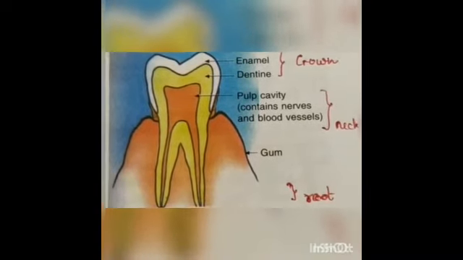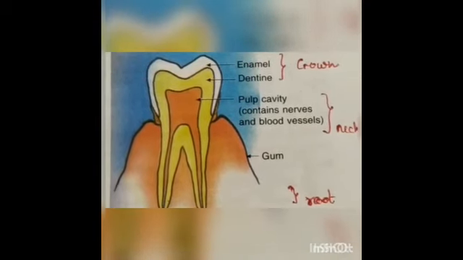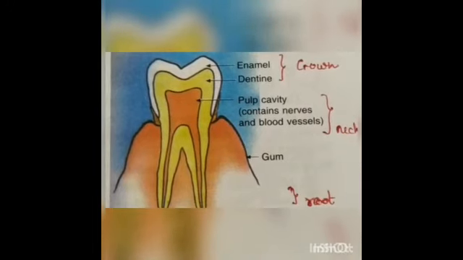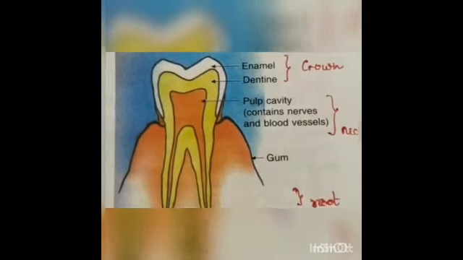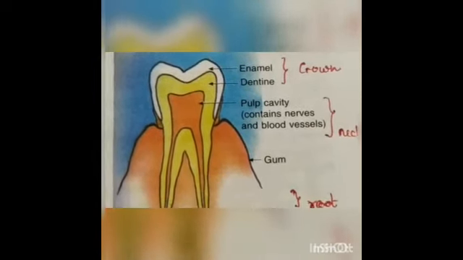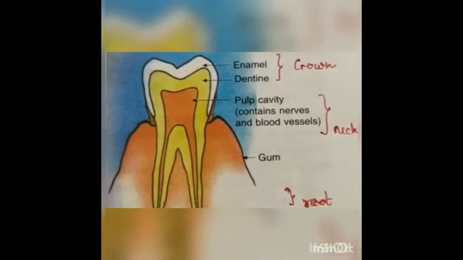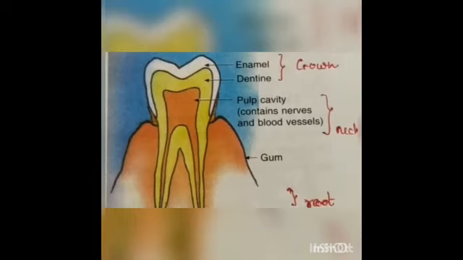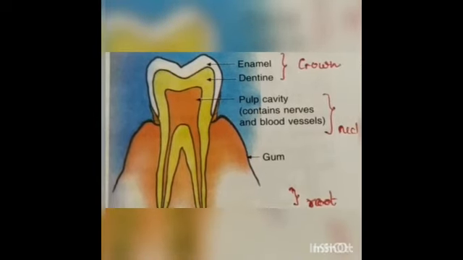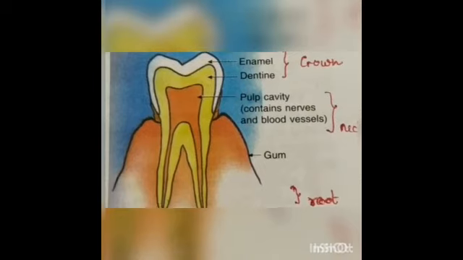The white hard outer covering of the tooth which we can see with our eyes is called enamel, and in the diagram also you will be able to see what is enamel. The part of the tooth below the enamel is called dentine. Dentine is similar to bone, the bony part present after the enamel. Inside the dentine there is a pulp cavity which contains nerves and blood vessels.